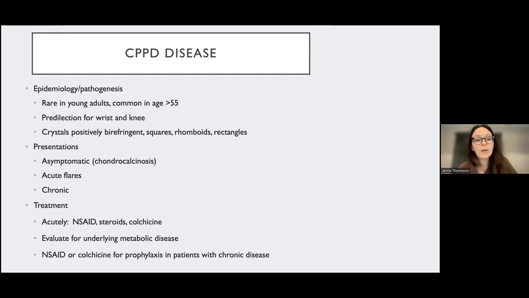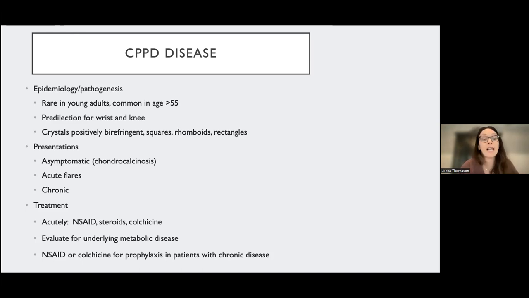There are several different presentations of CPPD. CPPD could be a completely asymptomatic condition, which we call chondrocalcinosis. And you can see chondrocalcinosis in x-rays of patients that just have osteoarthritis, and it may never cause any symptom at all. And then there are patients that can have acute flares of CPPD, which are often called pseudo-gout, because it's like a hot, painful, swollen joint that the patient doesn't want to move.